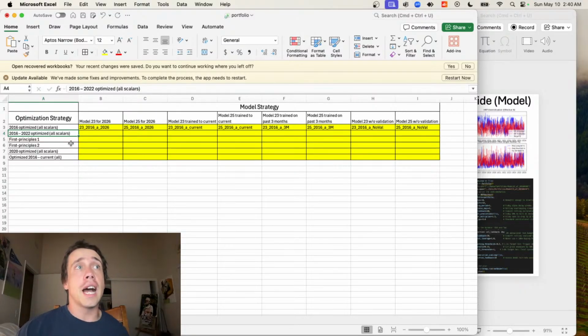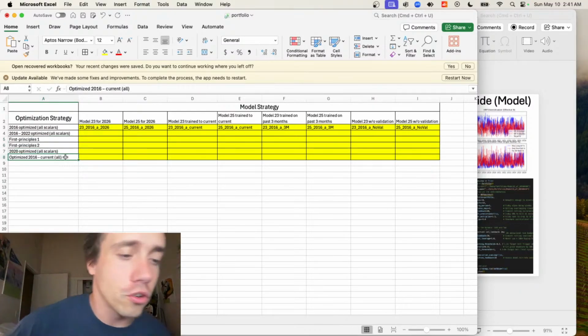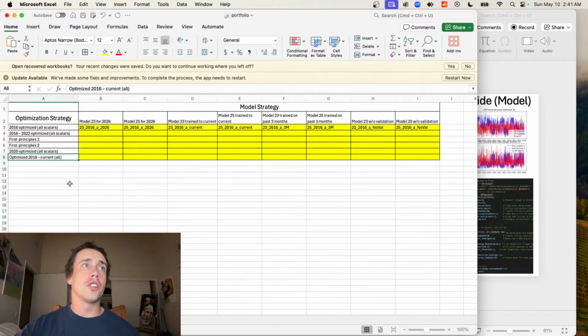And the idea with that is that COVID is included in that training region, and then I have one strategy where I'm optimizing only for COVID. I'm going to use a couple of first principles strategies where I just use well-known values for the drawdown and volatility scalars. And then I'm going to try a strategy where I'm optimizing from 2016 up through the current day.